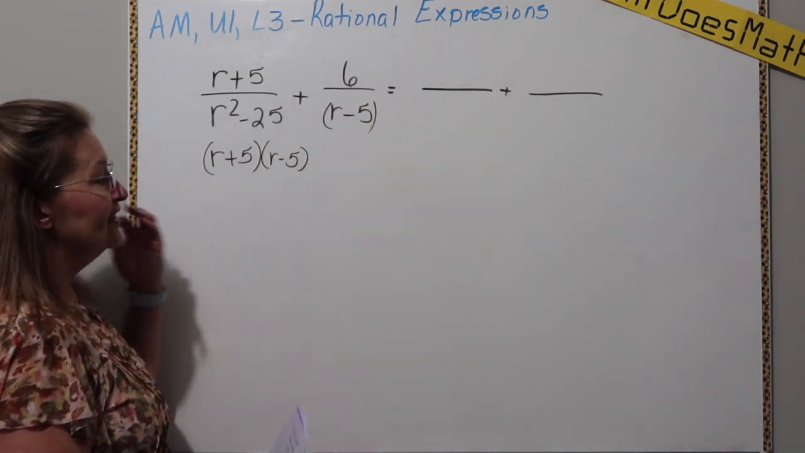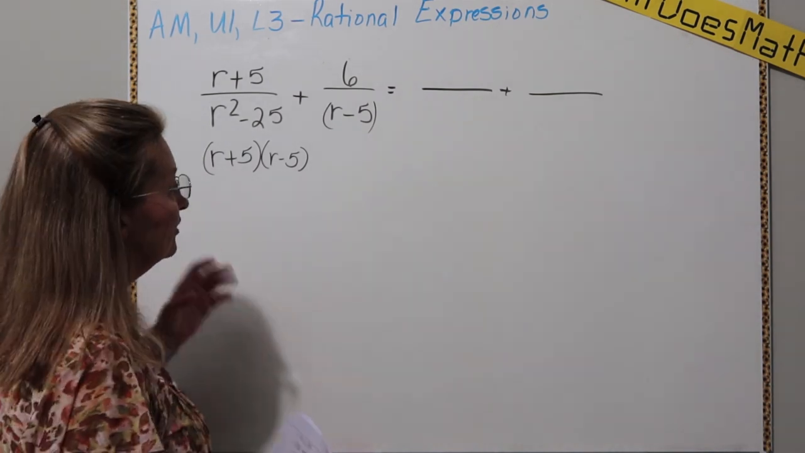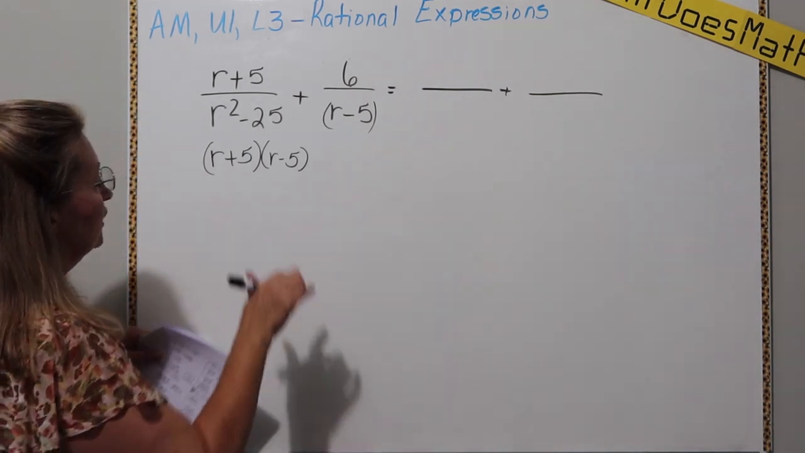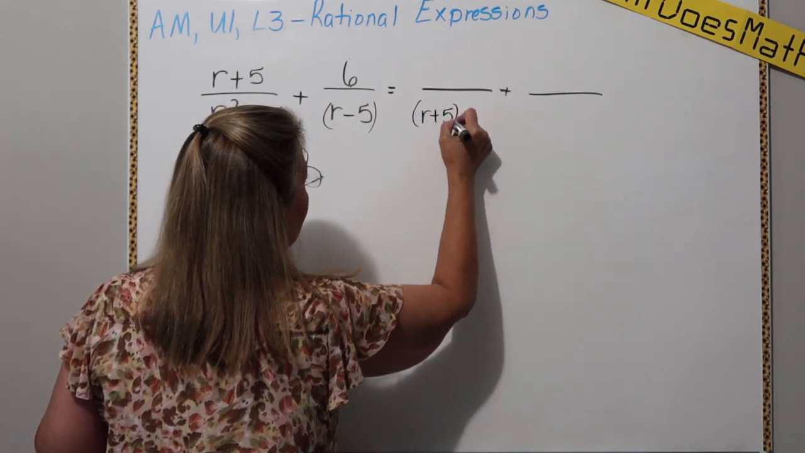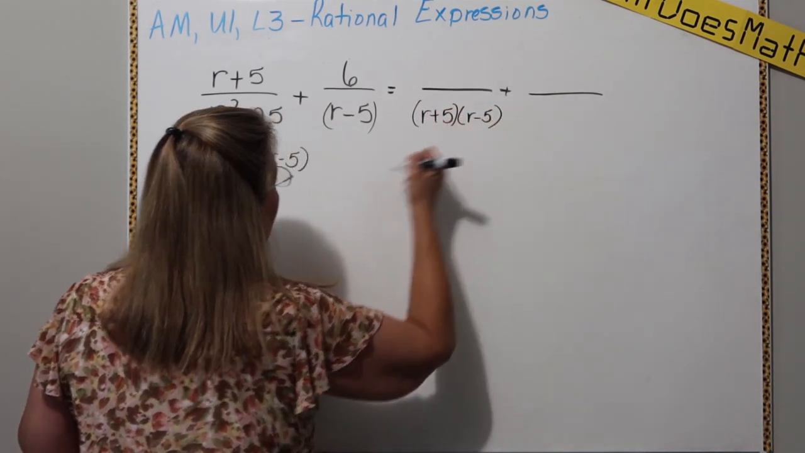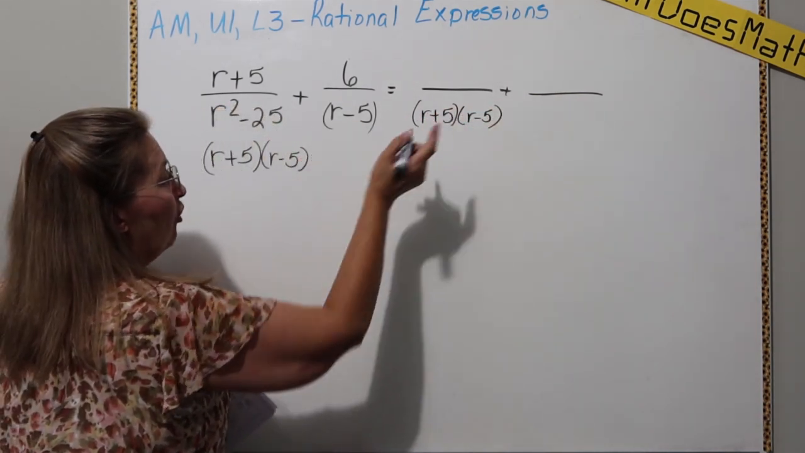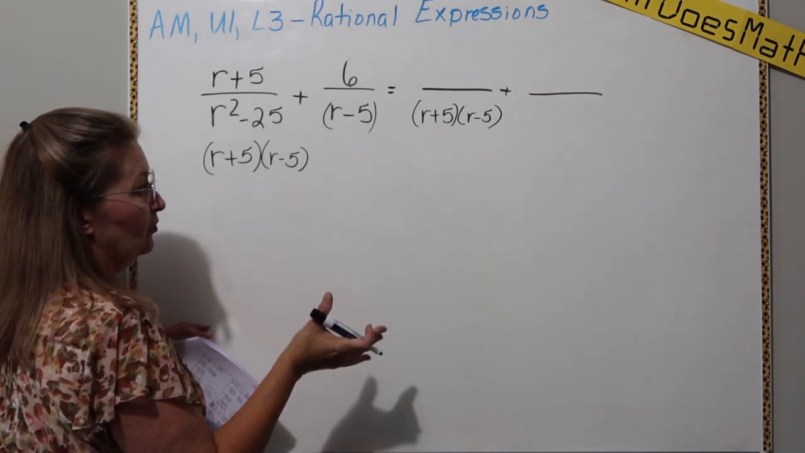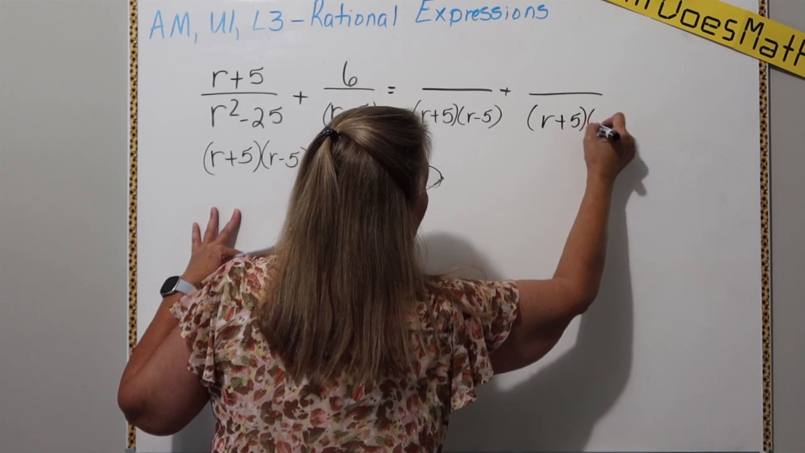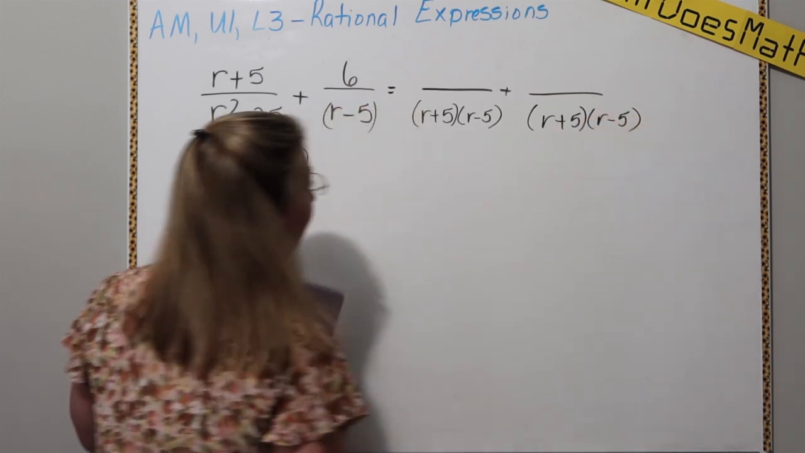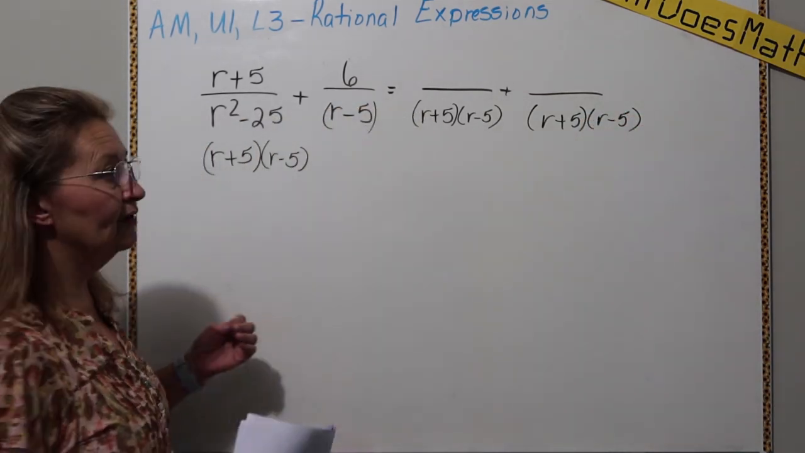So what is our new denominator going to look like? Well, it's going to have one of everything. So if I take everything in this one, I've got r plus 5, r minus 5. Now over here, I've already got an r minus 5, so I don't need another one. All right, my denominators are going to be the same for both. That was the point. Okay, now let's adjust numerators.